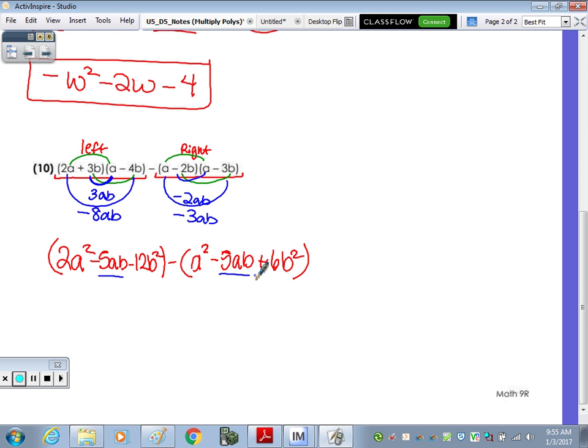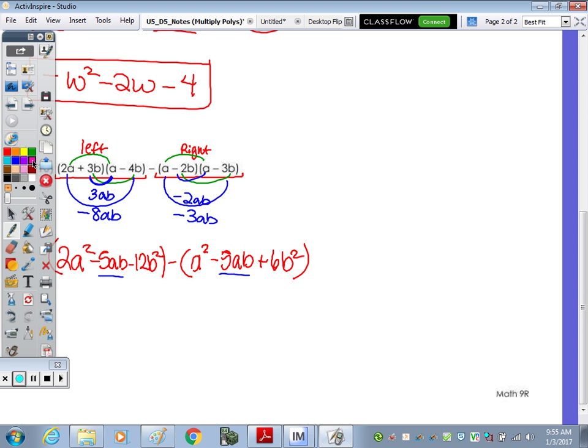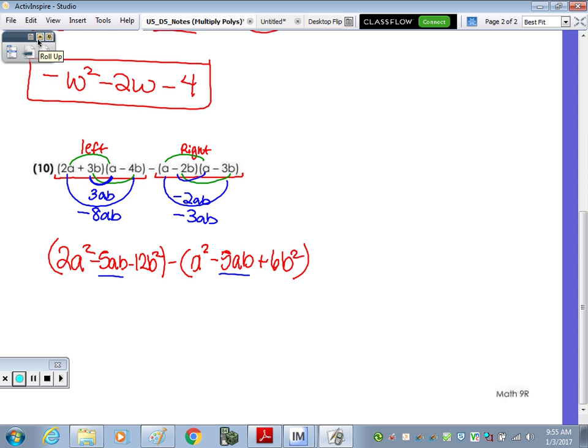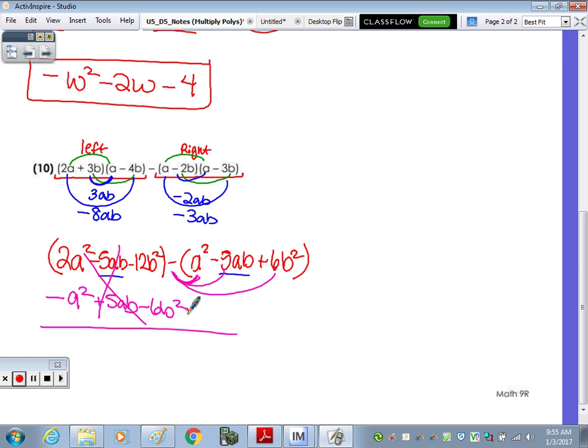Now we need to finish by subtracting. So as I subtract, I'm going to stack. So this becomes a negative a squared. I'm going to put it underneath the first one. This negative times negative becomes a positive 5ab, which is going to cancel that out. And then last, negative times 6b squared is negative 6b squared. Now to combine, 2a squared minus a squared is a squared, and negative 12 minus 6 is negative 18.